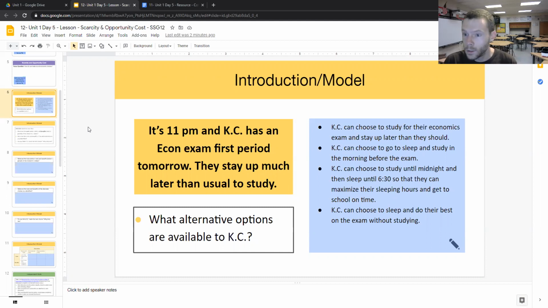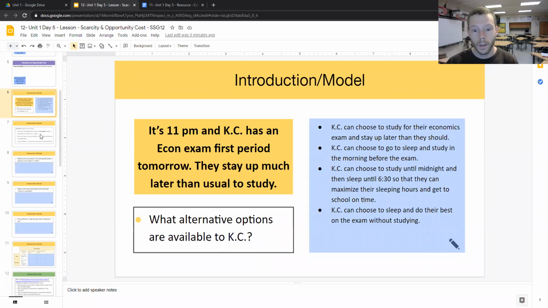Casey can choose to study for their economics exam and stay up later than they should. Casey can choose to go to sleep and study in the morning before the exam if there's available time. Casey can choose to study until midnight and then sleep until 6:30 so that they can maximize their sleeping hours and get to school on time. Or Casey can choose to sleep and do their best on the exam without studying.